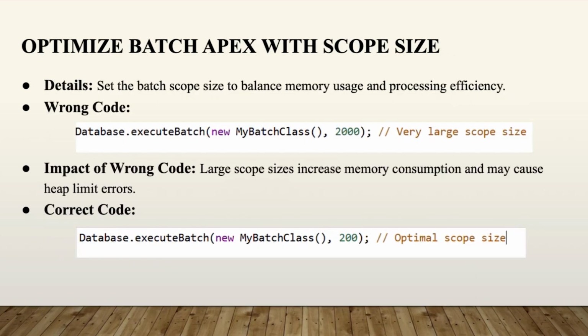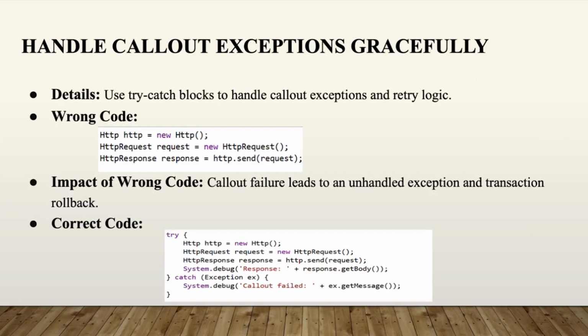And optimizing the batch Apex with the scope size. Don't always use the 2000 scope size. Wherever possible, reduce it, because it reduces the heap size and memory consumption, and the batch executes faster. You need to try and see how the performance of the batch is for different scope sizes, and decide accordingly. But the good thing is to keep it optimum instead of using the largest scope size. Even a trigger executes in batches of 200 only. Next, for callouts also, we need to have the right exception handling.